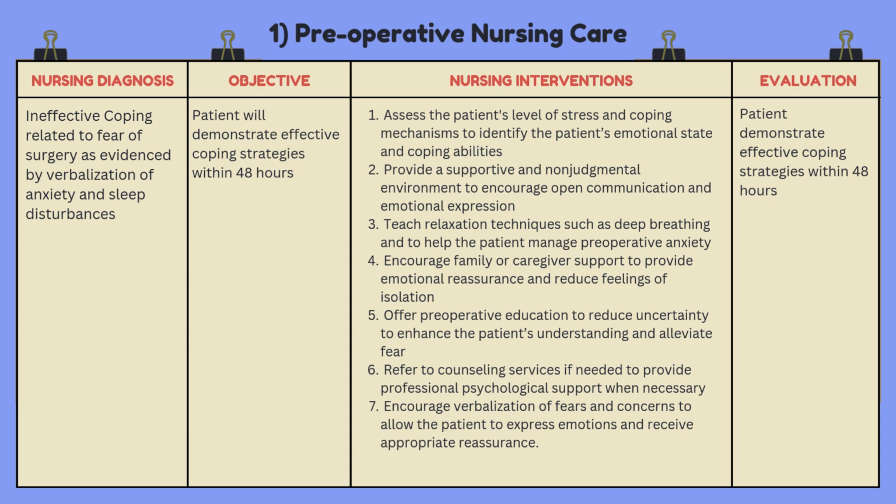We need to assess the patient's level of stress and coping mechanism to identify the patient's emotional state and coping abilities. Next, provide a supportive and non-judgmental environment to encourage open communication and emotional expression. Third, teach relaxation techniques such as deep breathing to help the patient manage pre-operative anxiety. Moreover, encourage family or caregiver support to provide emotional reassurance and reduce feelings of isolation.